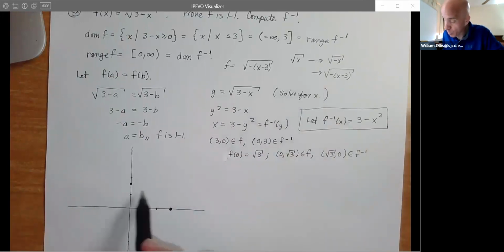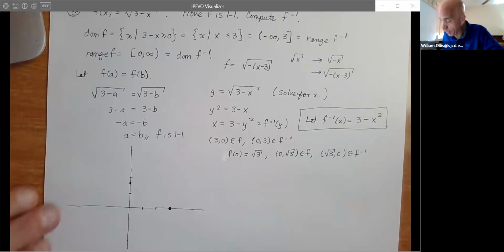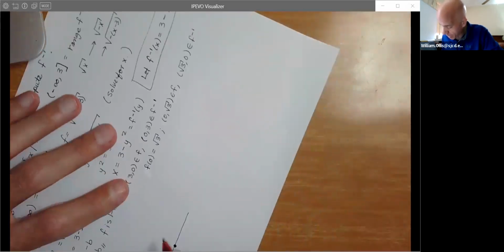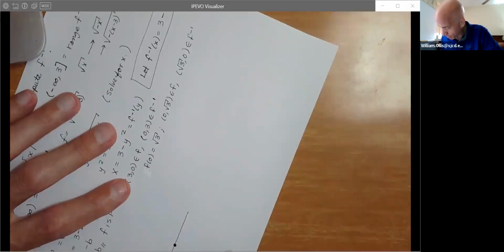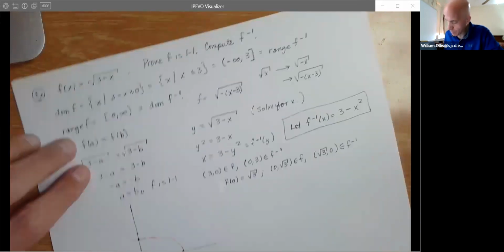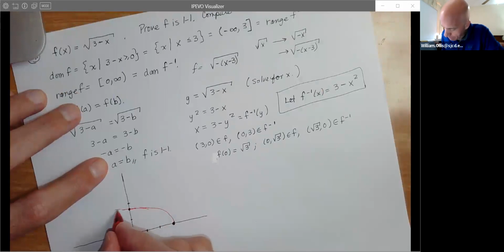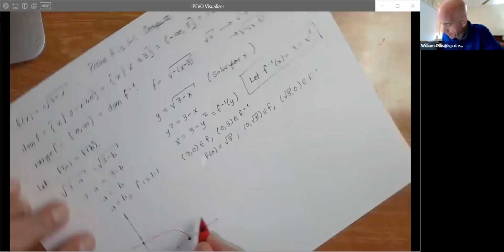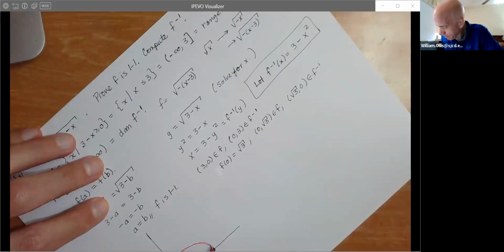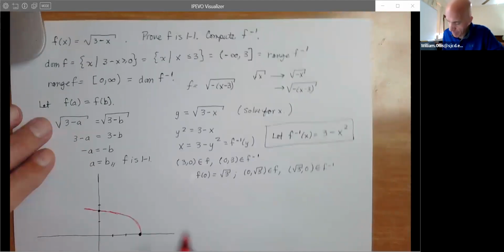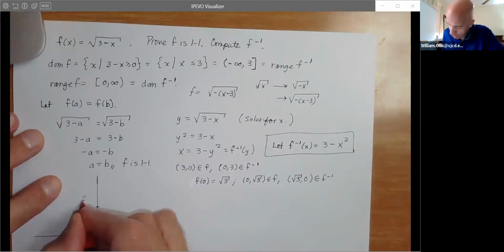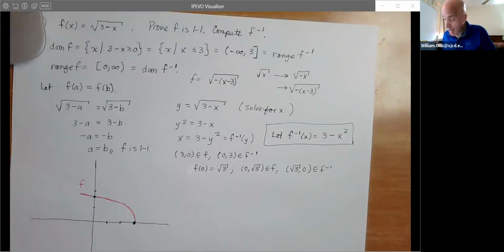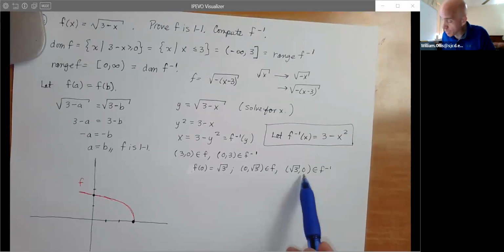This is just the square root function. So we're going to go ahead and draw it. Let me get my vertical tangent going, like that, a vertical tangent. So this is f. And now we can do f inverse with the flip here.